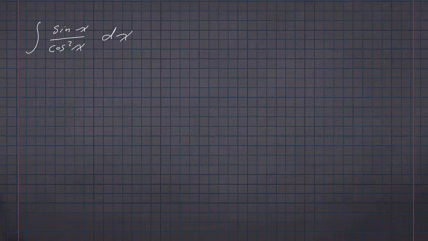Here's one that we've tried before again: sine x over cosine squared x. We previously approached this problem by means of a trigonometric substitution. We used the properties of trigonometry to rewrite this in terms that we were able to handle. I would like you to think about this problem and see if you can instead solve it using a U-substitution.